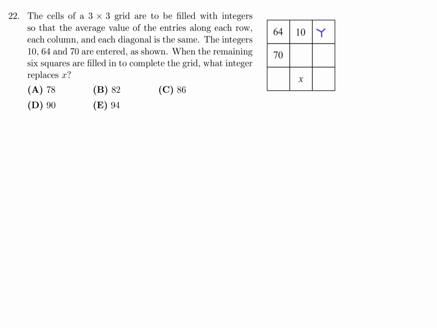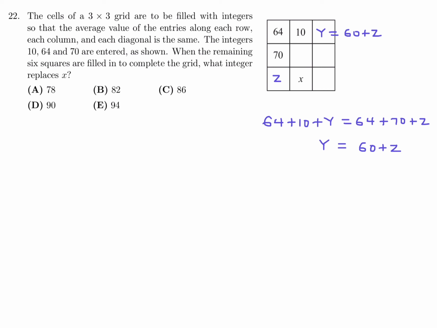So I'll just label this y and label this z for now, and let's see what we get. If the rows, columns, and diagonals have the same average, they also have the same sum. It's pretty much the same thing. So that means 64 plus 10 plus y is the same as 64 plus 70 plus z. And when you collect all the like terms, it becomes basically 60 plus z. So this is 60 plus z, and this is z by itself. I'm trying to get everything in terms of one variable. That way I can figure it out.